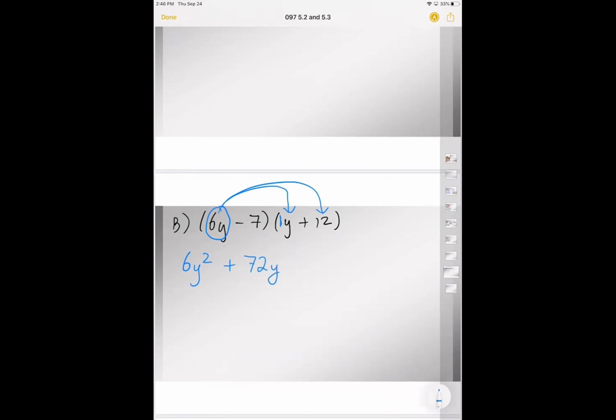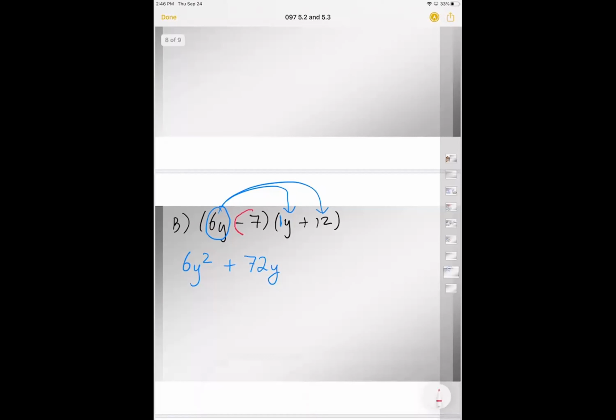And bring down my y. Everybody see where my blue ink comes from? 6 times 1 gives me 6. 6 times 12 gives me 72. Again, y times y gives me y squared. I just bring down my y. So that's my blue ink.